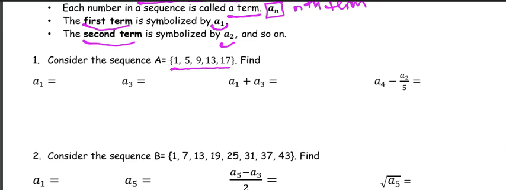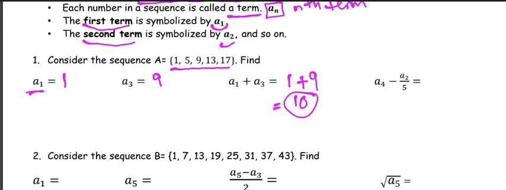The first term, or a sub 1, is going to be the first number in the list, and the first number in the list is 1. A sub 3, or the third term, is going to be 9, because 9 is the third number in the list. A sub 1 plus a sub 3, or the first term plus the third term, is 1, that's the first term, plus 9, that's the third term. 1 plus 9 is 10.